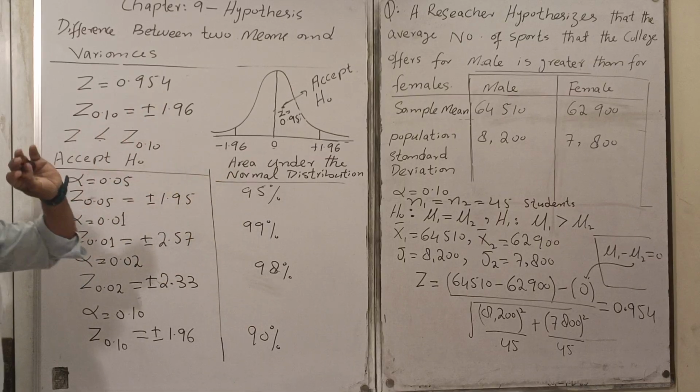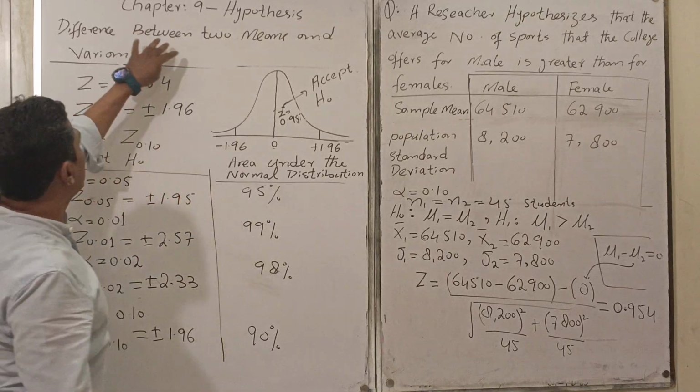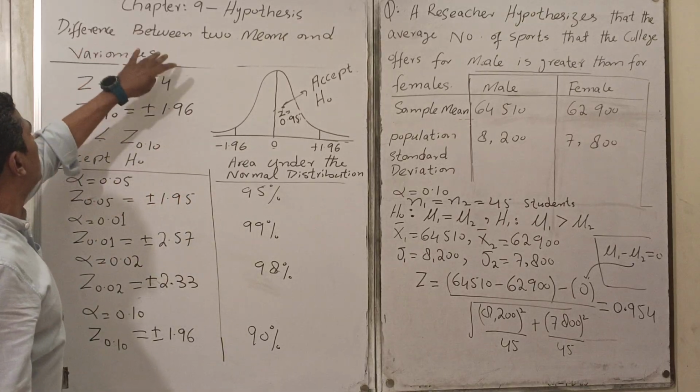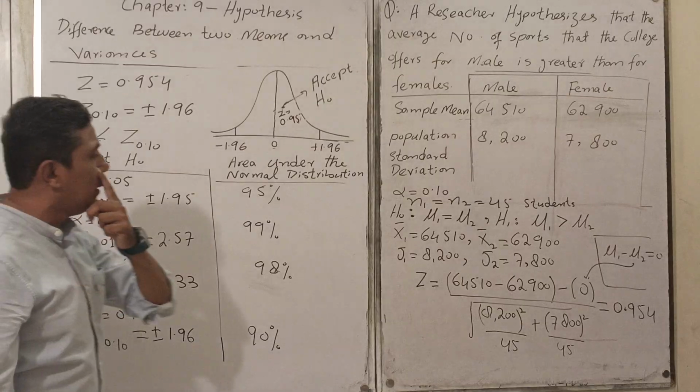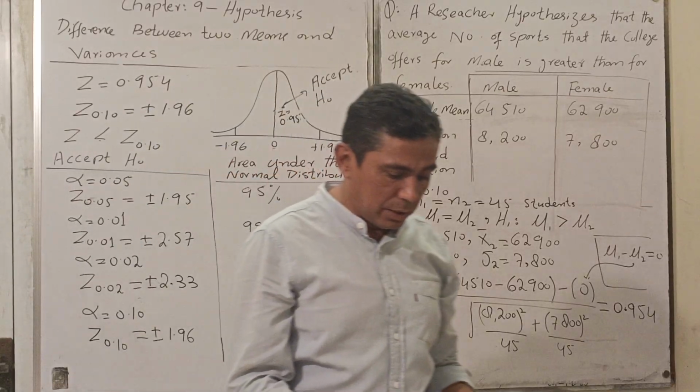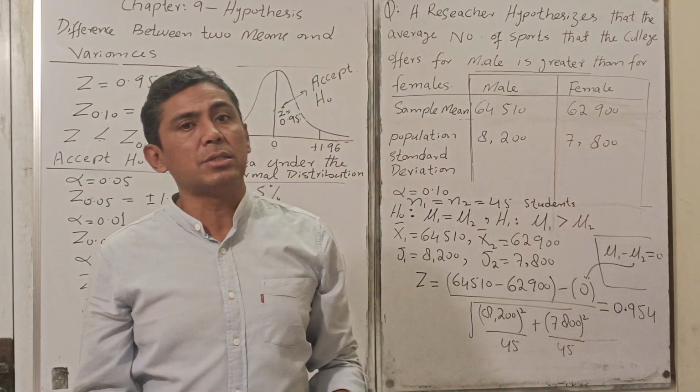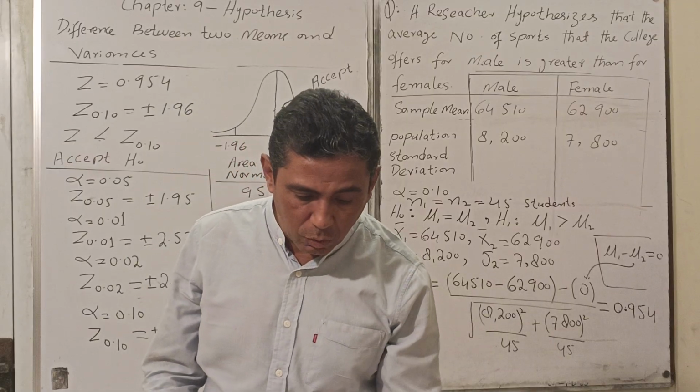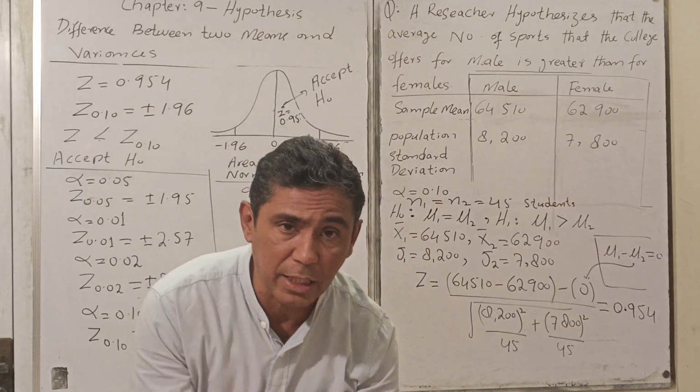So that was the question related to chapter number 9, hypothesis testing, difference between two means and variances. Okay, now we are moving towards other questions, related to the confidence interval. So wait for my next video.